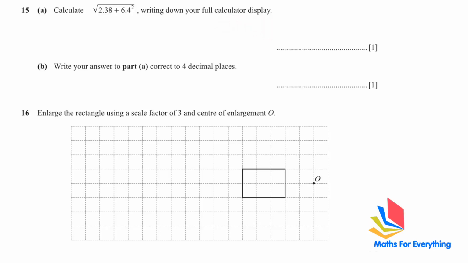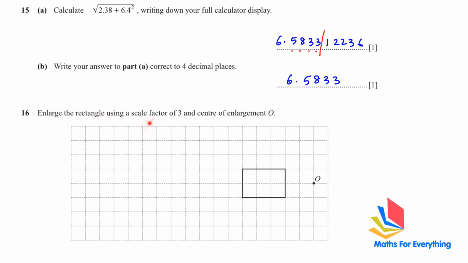Question number 15. Calculate this number, writing down your full calculator display. A very easy thing to do, easy 1 mark. And these are the numbers we will get. Part B, write your answer to part A correct to 4 decimal places. So 1, 2, 3, 4. We have to stop here. If the number after was 5 or more, we will have to add 1 to this number here. But it is less than 5. So we just write the number we got, 6.5833.